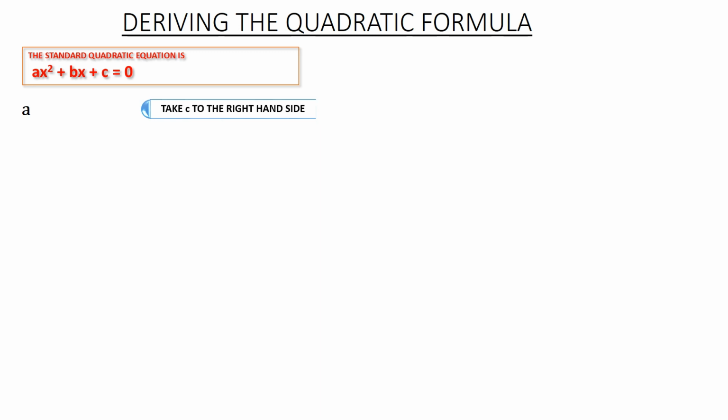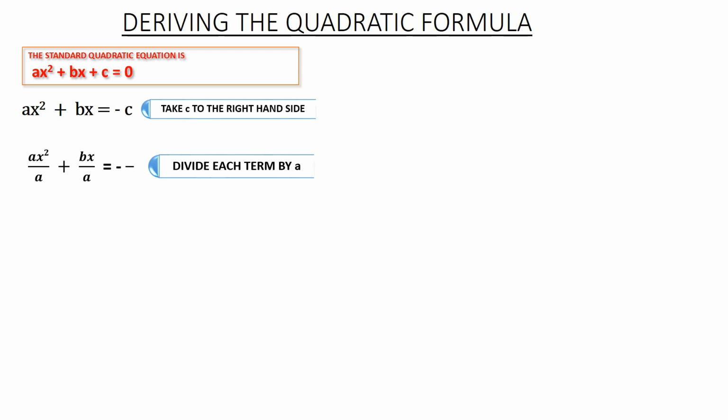So we're going to have ax squared plus bx equal to negative c. The next thing is we're going to divide each of these terms by a. And so ax squared is being divided by a, bx is also being divided by a, and minus c is being divided by a. The final result is x squared plus b over a x equals minus c over a.